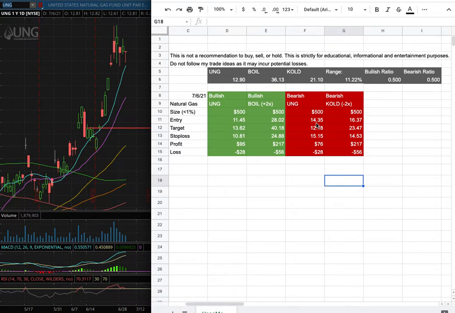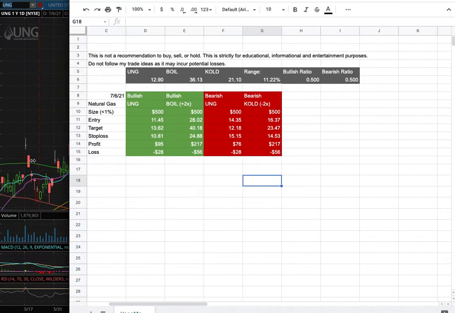However, if I were to open a short position, my entry is at $14.35, and my sell target for it is at $12.18, and my stop loss is at $15.15. So whichever entry price were to hit first, that will be my position of the week.